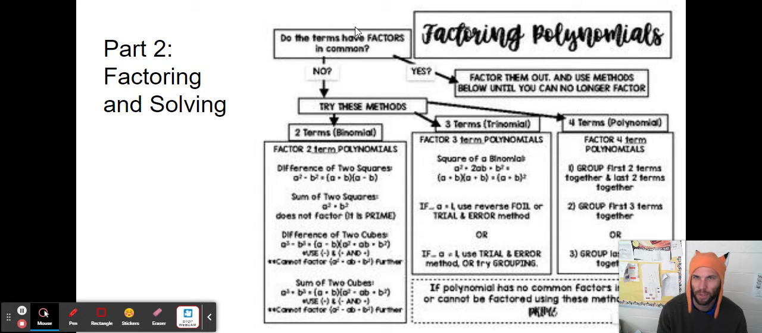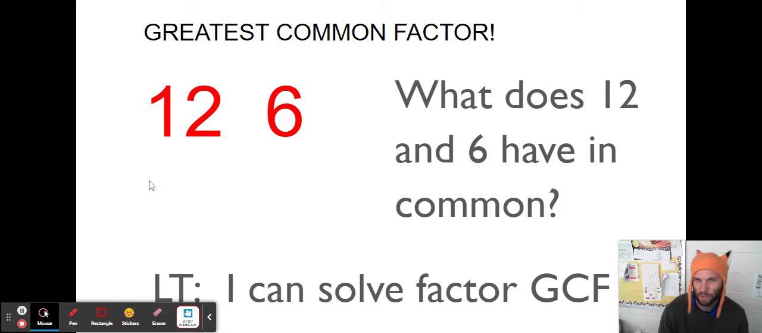The very first thing up top in the chart is, do the terms have factors in common? If yes, you can factor using GCF. And if no, then you go on to something else, okay? All right, so what's the greatest common factor? The greatest common factor is the largest number that both numbers are divisible by. So 12 and 6, both numbers are divisible by 6, and that's the largest. They're also divisible by 2, but you're looking for the greatest number. So 12 is divisible by 6, 6 is divisible by 6, 6 is the greatest common factor.